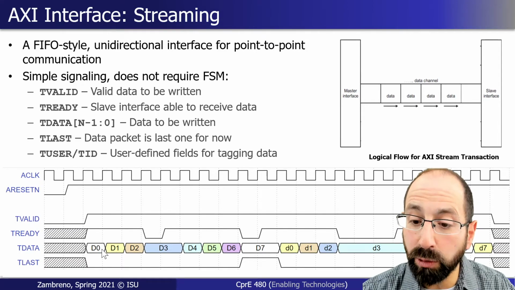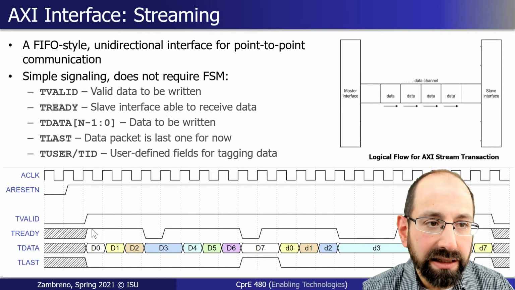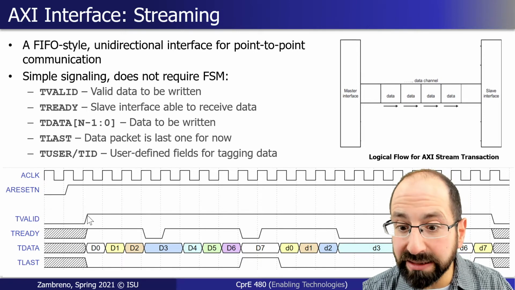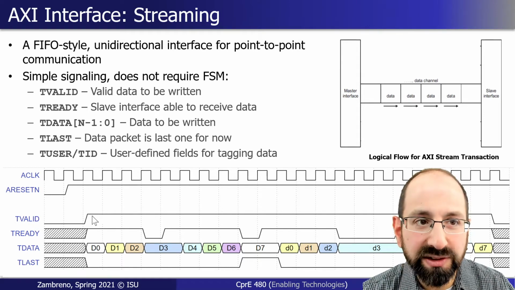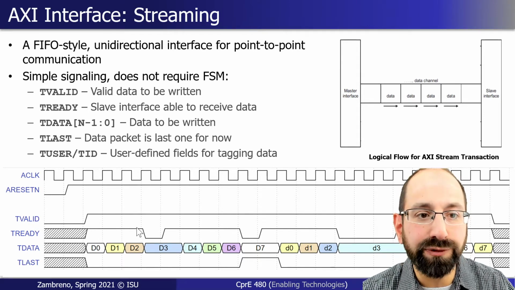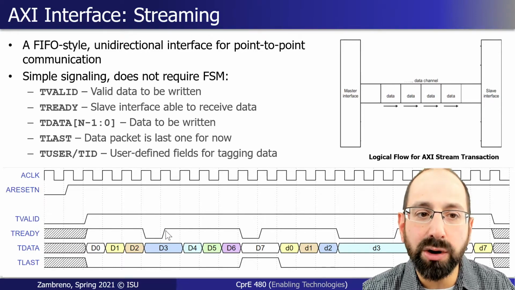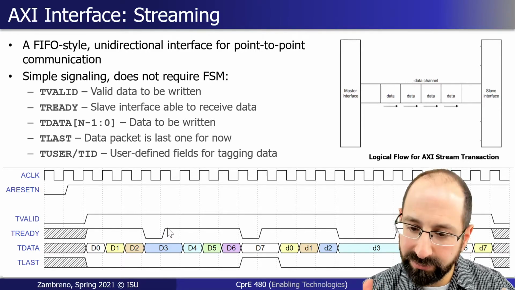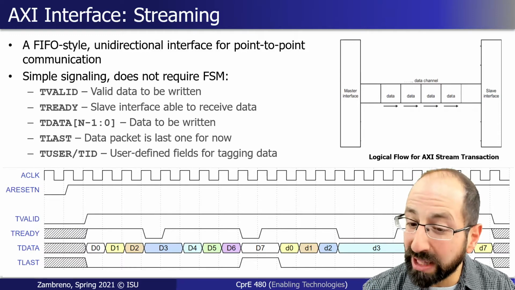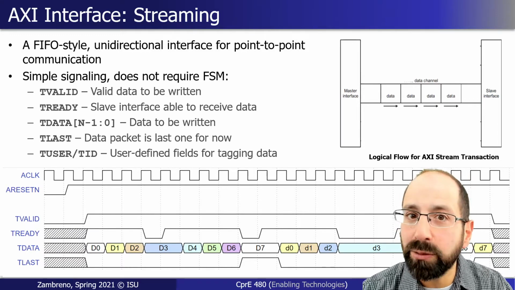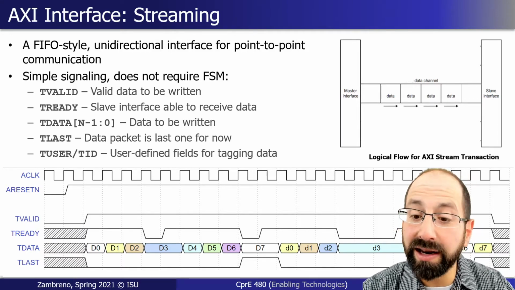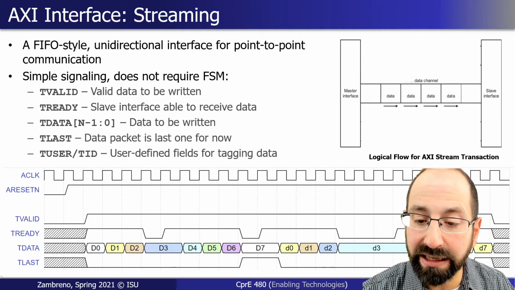And both sides need to be aware that's happened. At some point, the master side of the transaction wants to send a lot of data values. Perhaps the slave side can only handle a few at a time. It can then set its own T-ready line low to let it know, wait, pause. Like a FIFO that's full, for example, we can't accept any more data. Let's wait until we are ready for any more data to get transmitted.